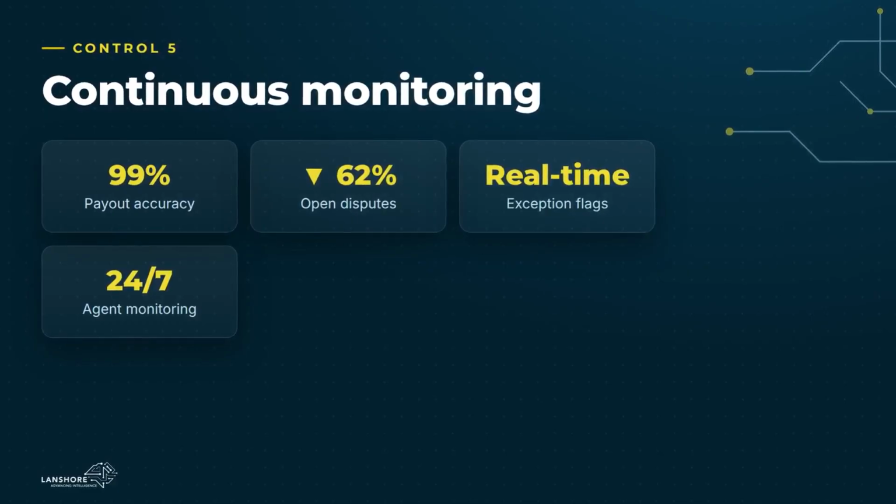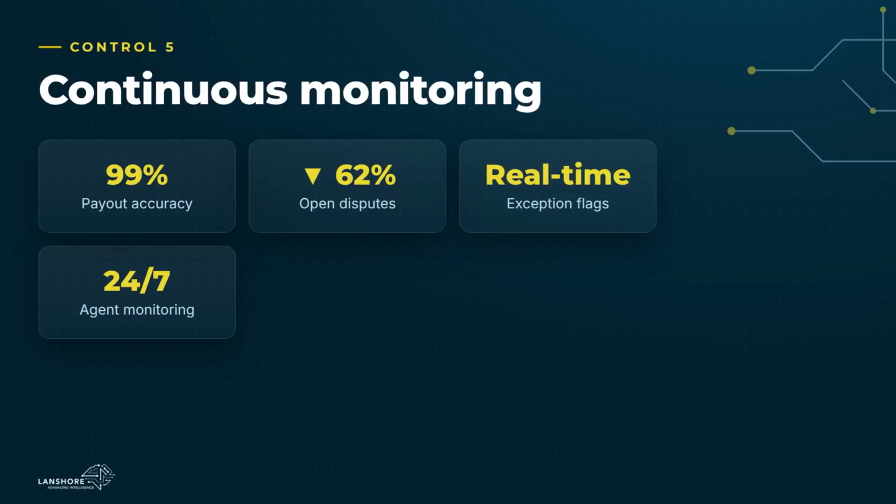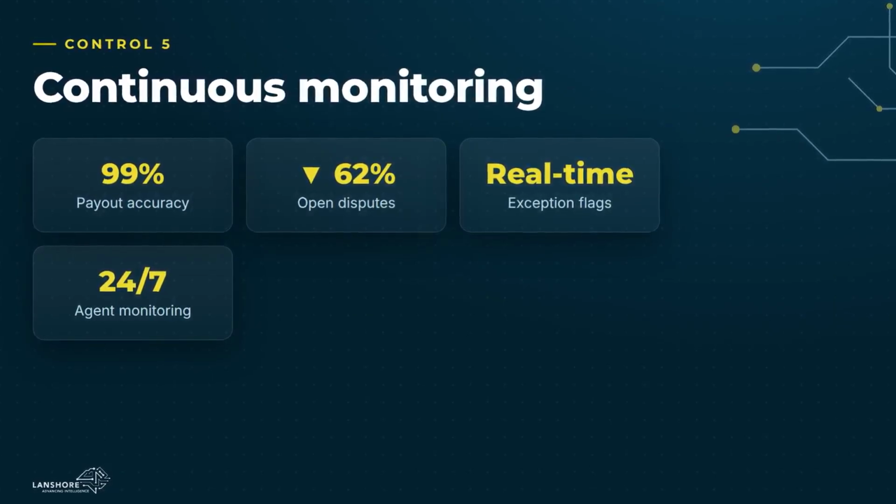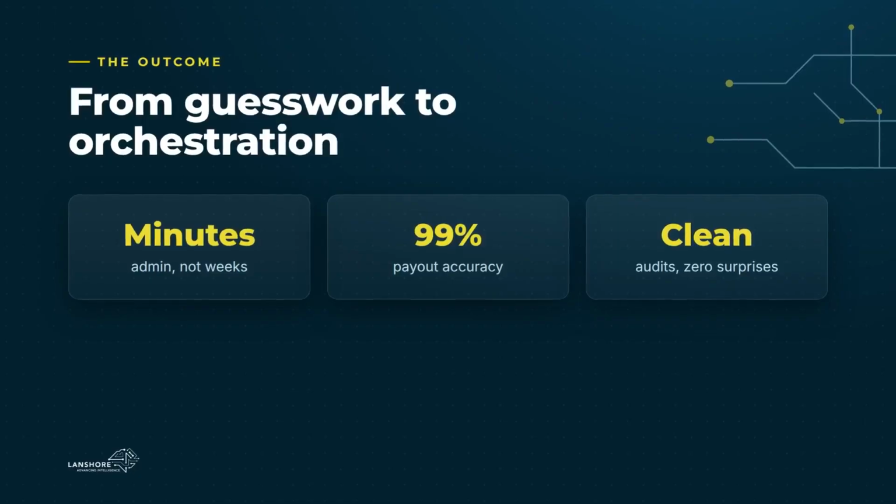This is where agentic AI comes in. Automated agents monitor, validate, and surface risk continuously, so your team manages by exception instead of rechecking everything by hand.